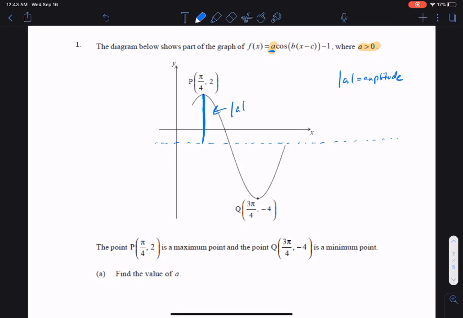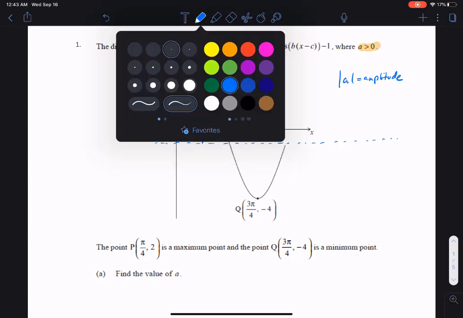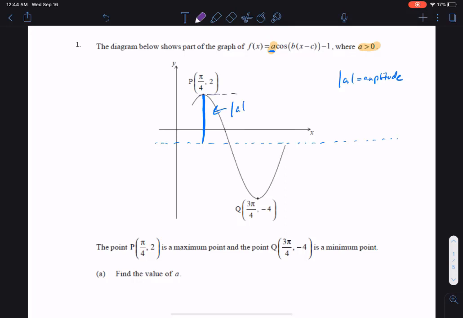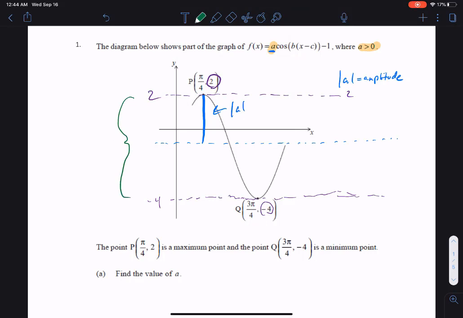So how do we figure out what that distance is? Well, that's pretty easy if you use the information available to you. This top point, they tell me, has y value 2. And at the very bottom of the wave, the y value is negative 4. So what is the distance from here to here? The distance between 2 and negative 4 is going to be 6.